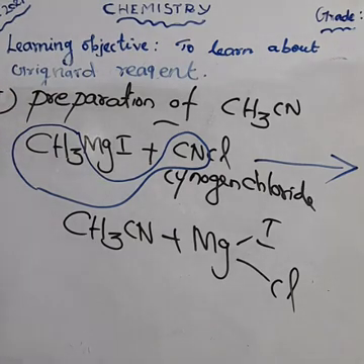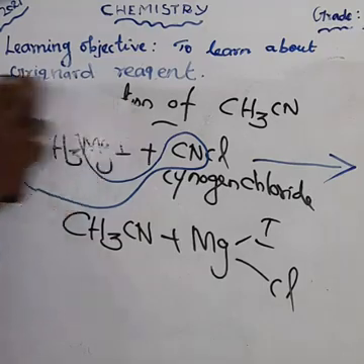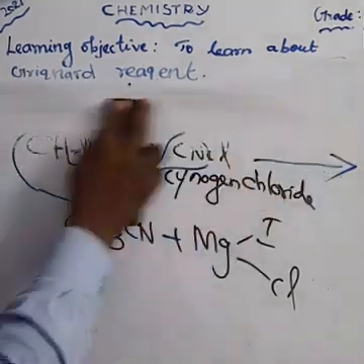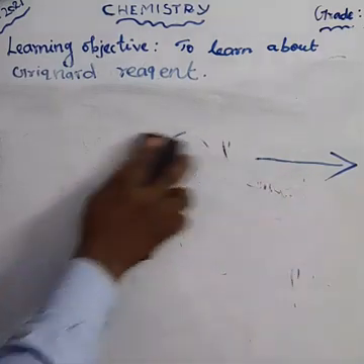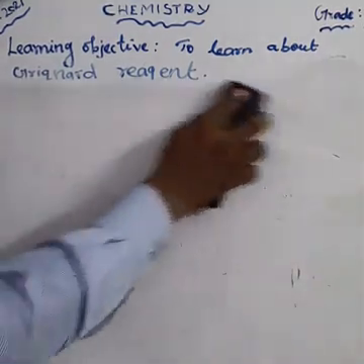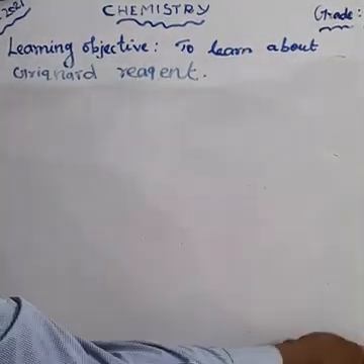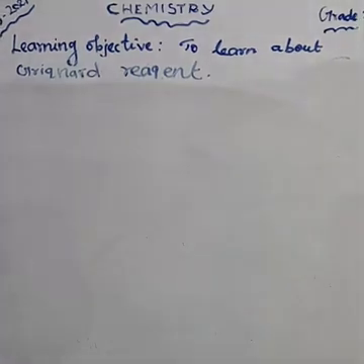Now, preparation of an alkane. Any alkane. For example, methane, ethane, propane, butane, pentane. These are all alkanes. Can you say what is the general formula for an alkane? The general formula for alkane is CnH2n+2.